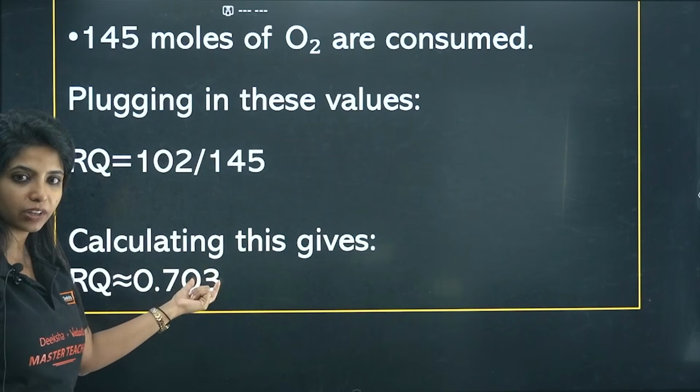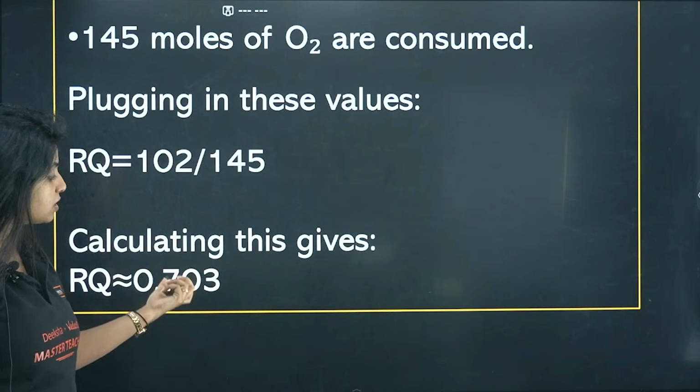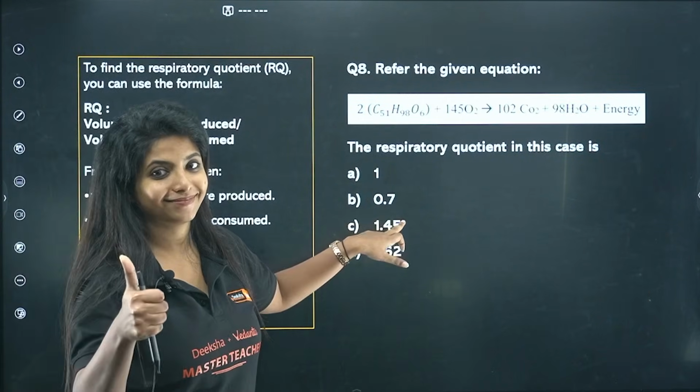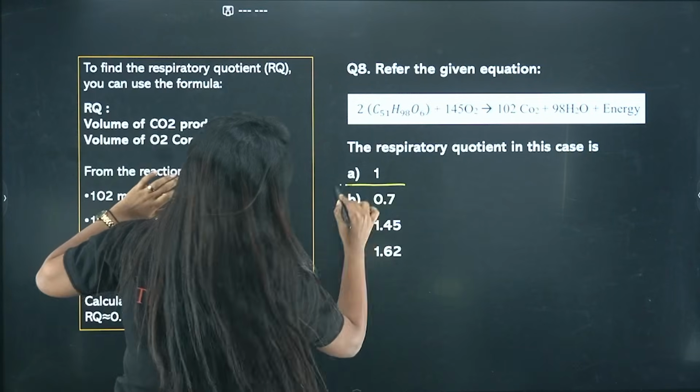You do not consider the 0 over here. If it was more than 5, you would still consider it, but since it's 0, you do not consider anything. Your answer would be just 0.7. Okay, got it? Why is that answer not marked? I'll mark it for you.